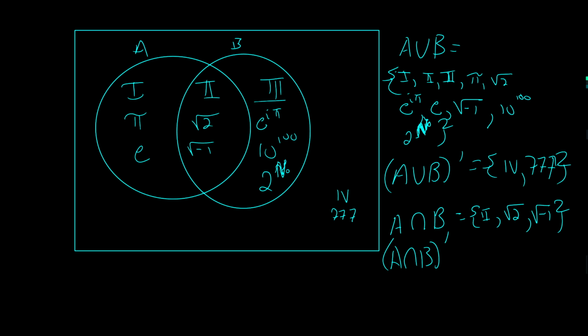So I can look at what's not in these two bits. Well, it's the things that aren't within this region: 1, pi, e, 3, e to the i pi, 10 to the 100, 2, Aleph 0, IV, and 777.